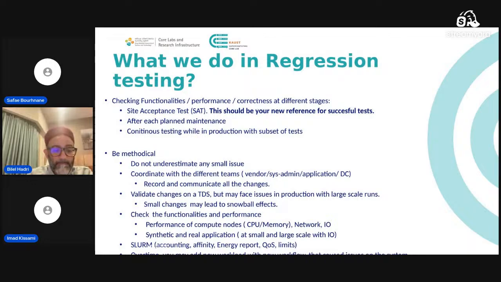and at the end, it will be very hard to fix it. Sometimes the changes, you might have to do it on the main production. But if you have what we call a TDS, which is a test and development system that is much smaller, a couple of nodes, you will be able to check before you hit a big problem in production with large scales. But also check the functionalities, and not only with synthetic, but also with real applications, because your users are running real applications. So you need to make sure that their applications can be taken into account. Last but not least, also what I put here, Slurm accounting. And we'll go into more detail.